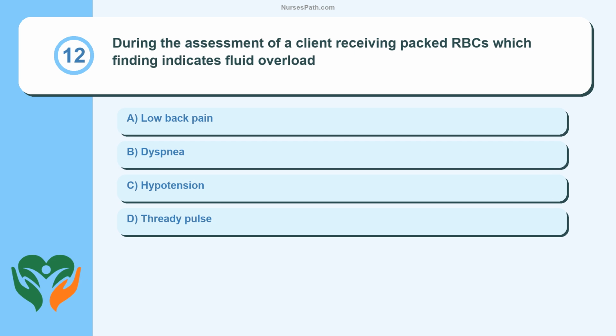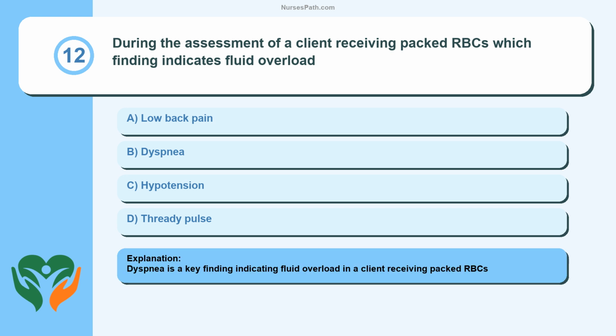Question 12. During the assessment of a client receiving packed RBCs, which finding indicates fluid overload? Low back pain, dyspnea, hypotension, thready pulse. Dyspnea is a key finding indicating fluid overload in a client receiving packed RBCs.